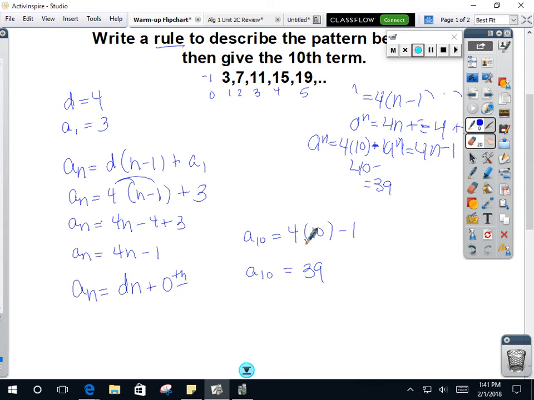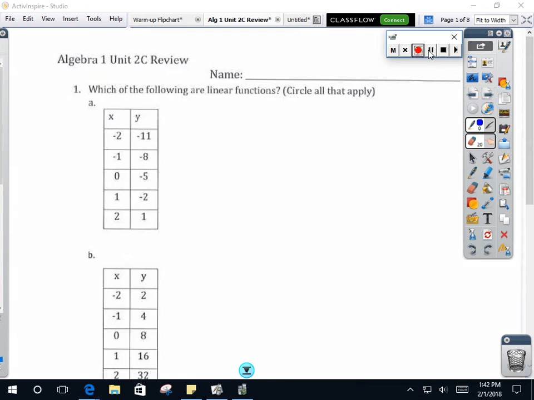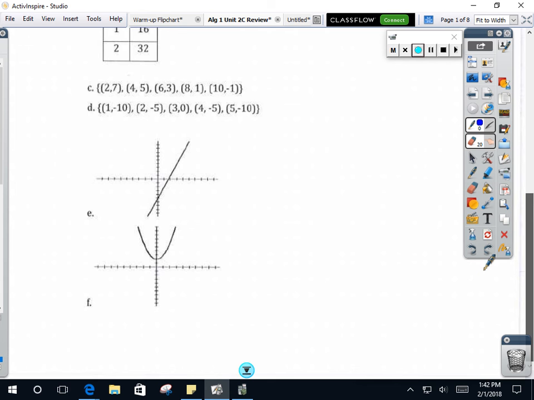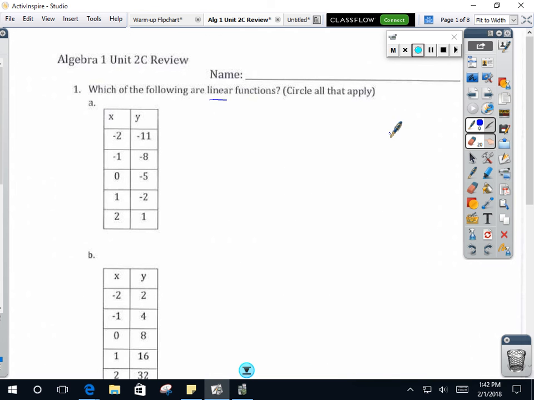Okay, now you need to get out your review sheet, and we're going to go over that. It's what the sub gave you Monday while I was out. It says, which of the following are linear functions? They give you 6 different choices, A, B, C, D, E, and F, and they want to know which ones are linear. Circle all that apply, meaning there could be more than one right answer. Okay, it'll be like that on the test tomorrow. You will bubble every one that is linear.